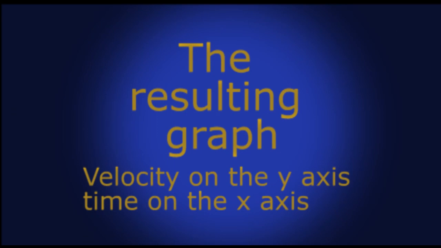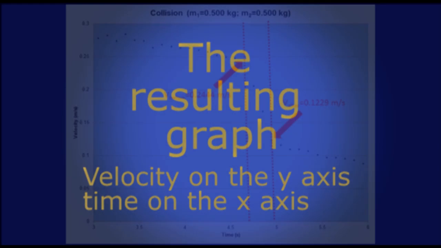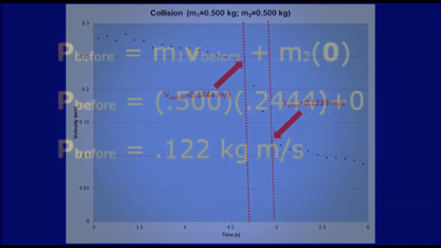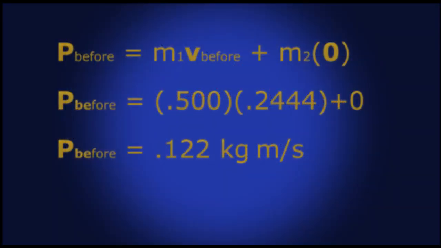Next we will look at a graph of cart 1's velocity versus time, as recorded by the motion sensor. Note the three distinct regions of the graph. Before, when the carts are separate; during, the fast fall-off, when the carts are establishing their connection; and after, when they are connected and proceed as a unit. We will take the last before velocity and the first after velocity to use in our calculations testing the conservation of momentum. Recall that the system's before momentum has only a contribution from cart 1.